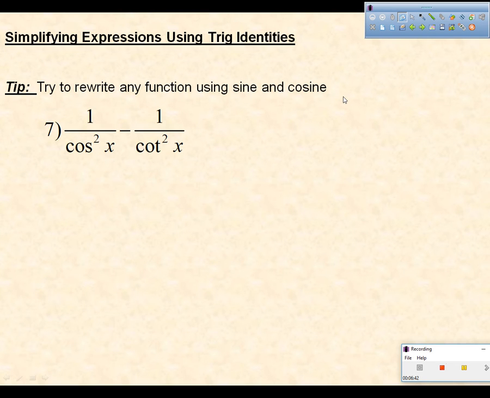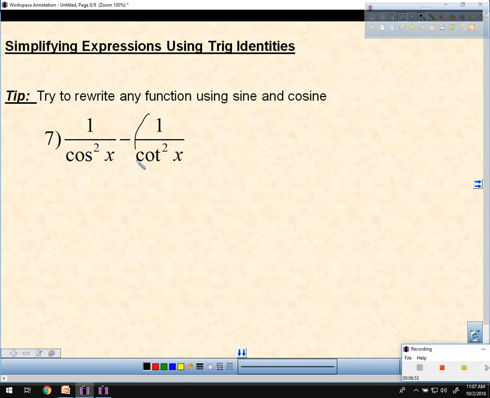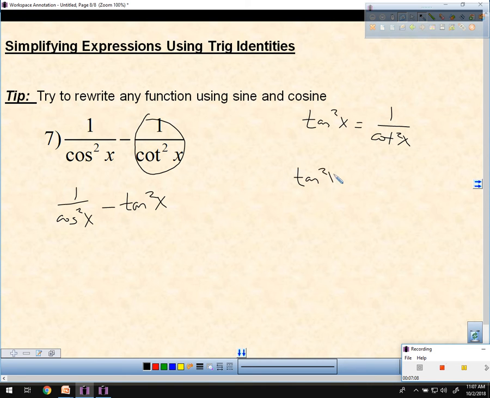I think I've got 2, 3, 4. I've got 4 more. All right, so for number 7, I have 2 fractions again, and I notice right off the bat, this 1 minus cotangent squared, if I remember correctly, tangent squared is the same thing as 1 over cotangent squared because they're reciprocals. So I'm going to replace the second part with tangent squared. Then I also remember that tangent squared is the same thing as sine squared over cosine squared. So I'm going to replace tangent squared with sine squared over cosine squared.